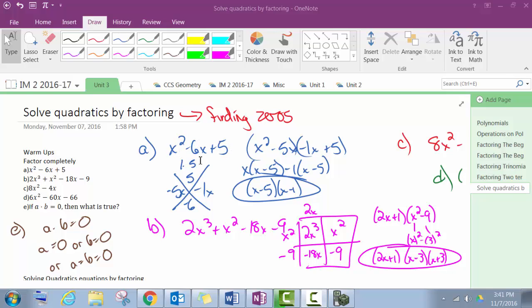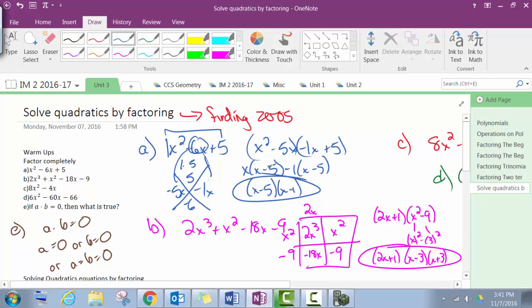There's no GCF. We multiply the number that's in front of x squared, 1, by 5. We get 5. And the middle number is 6. We want two numbers to multiply to 5 and add up to negative 6. So it's negative 5 and negative 1. So we split up that negative 6x into those two terms. So we get x squared minus 5x minus 1x plus 5.